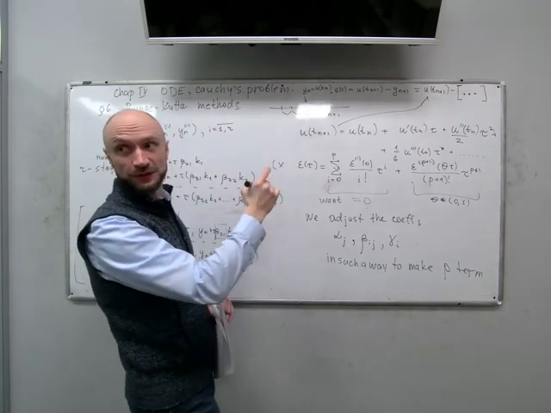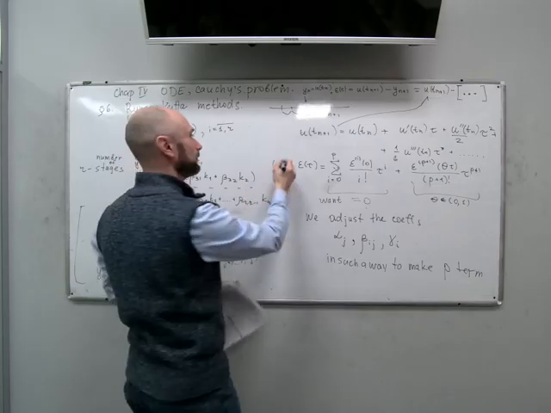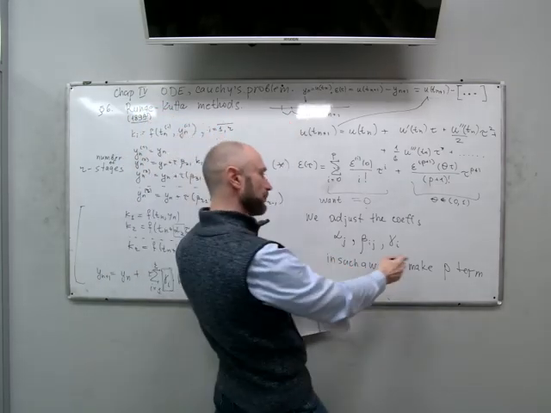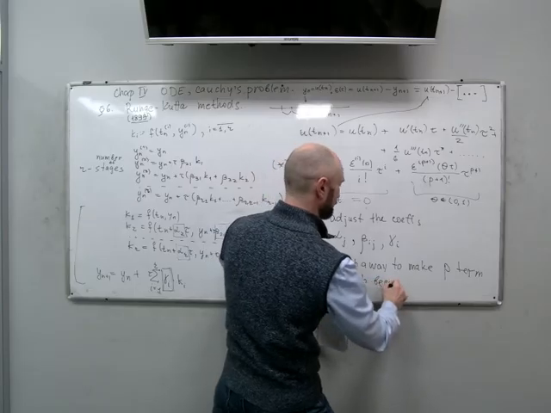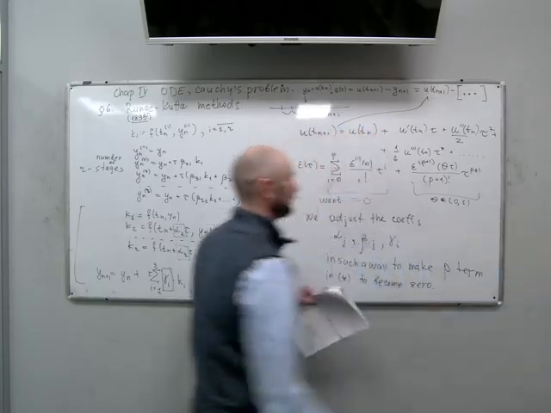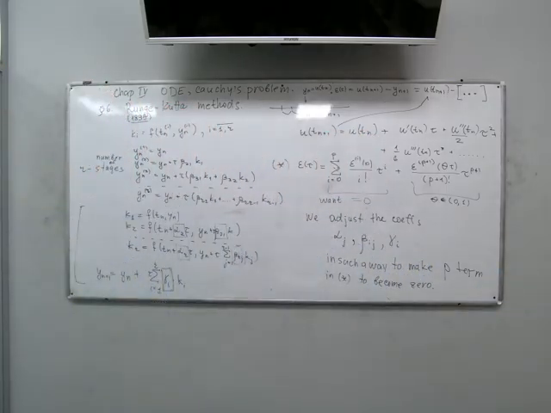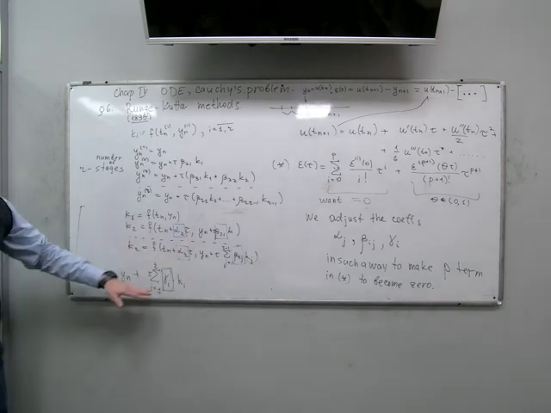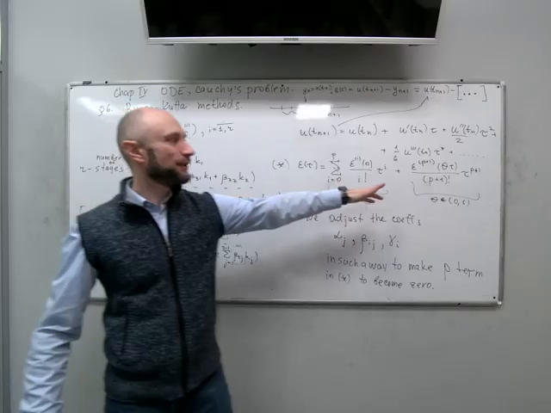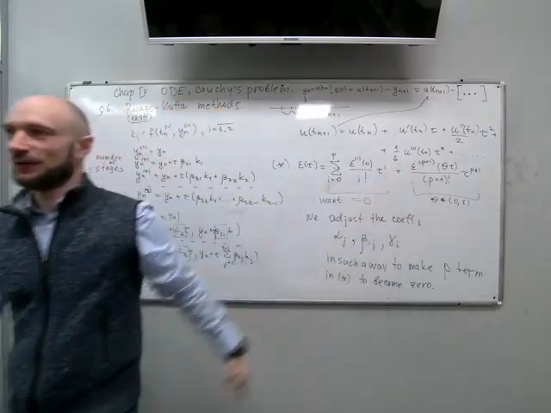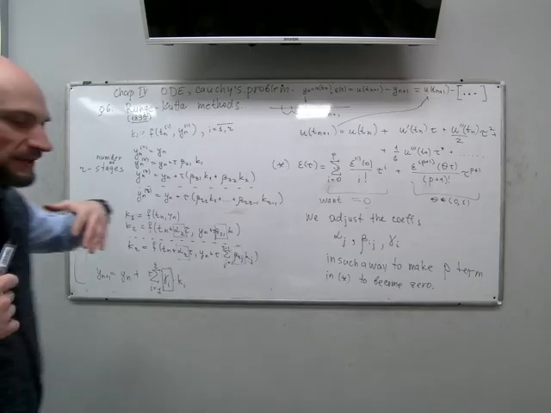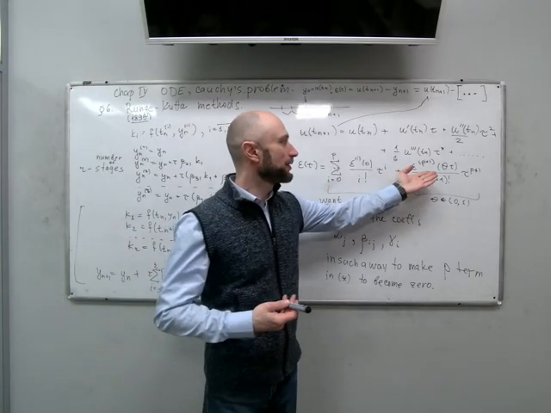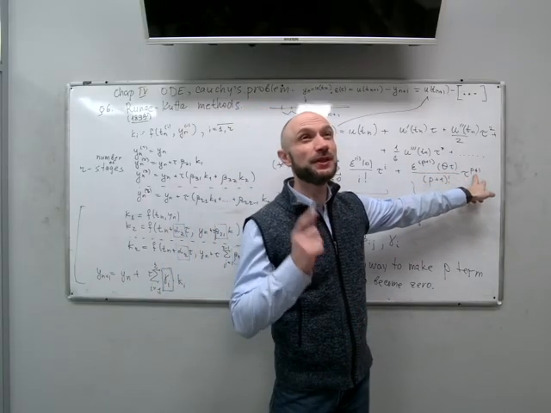Did we have a formula star in this paragraph? No? Then I can use star. In such a way to make p terms in formula star to be 0, to become 0. Is this idea clear for everyone? We will adjust these coefficients here to make these terms 0, so that only the remainder is still non-zero in our formula for the error. This is how we develop a new method with the approximation order p, with the error of order p plus 1.